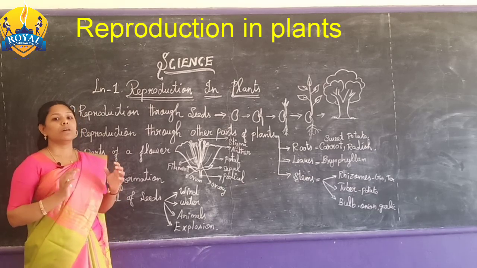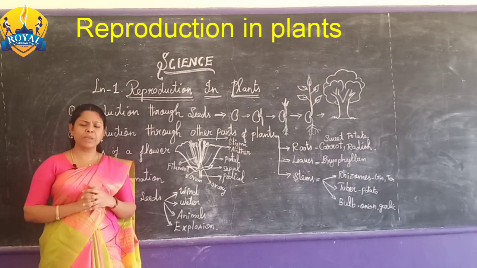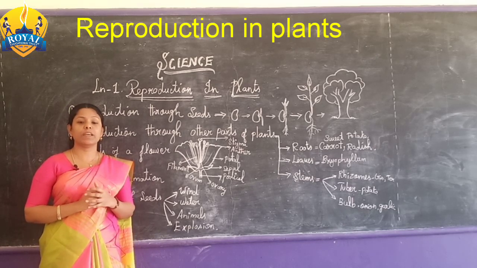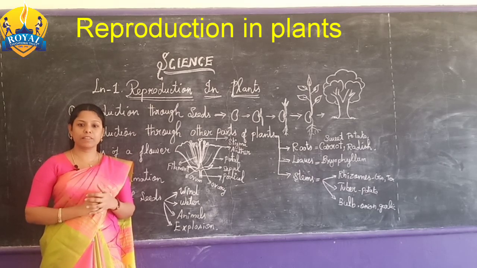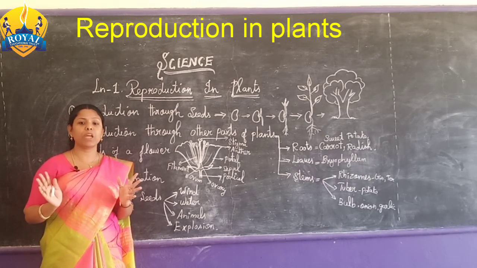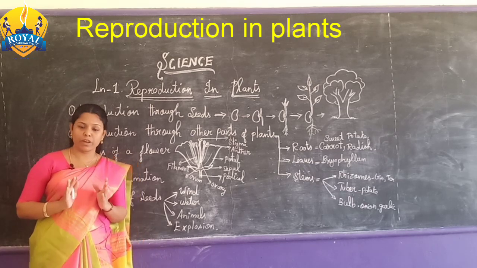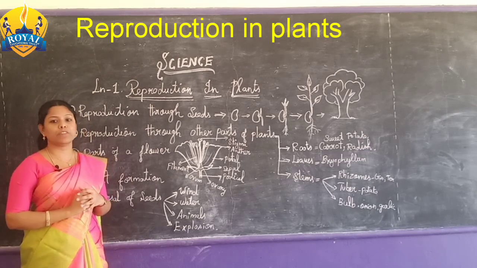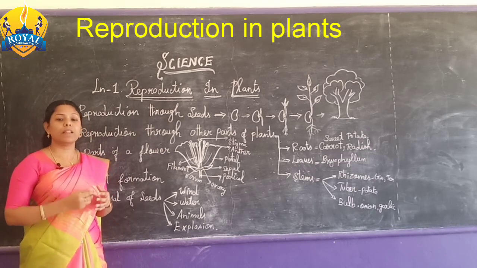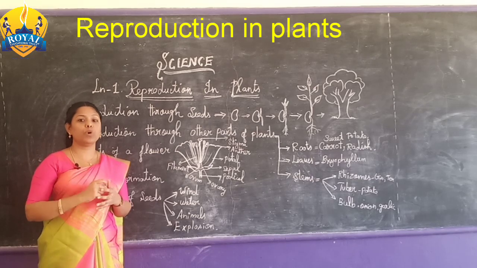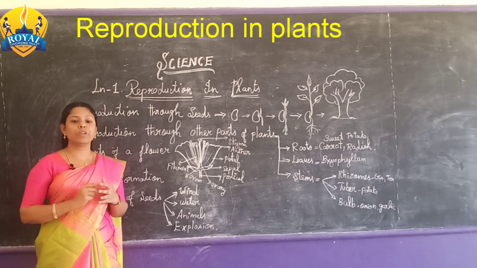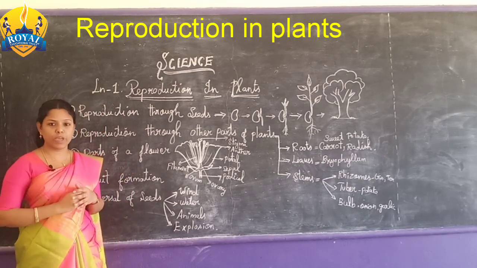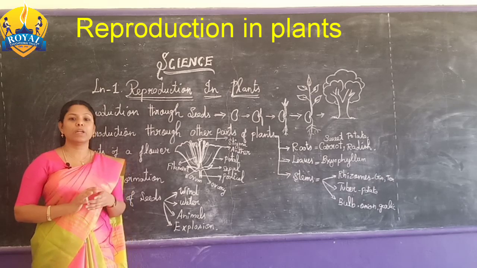So we eat many types of fruits, and each fruit has seeds. Some fruits have a single seed and some fruits have many more seeds. From those seeds, when we throw the seeds on the ground and they get enough conditions, they will give rise to a new plant.